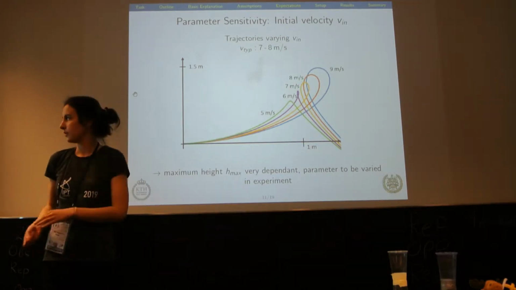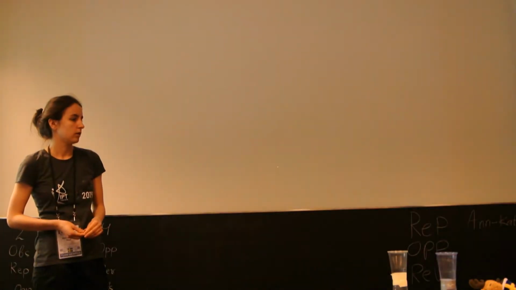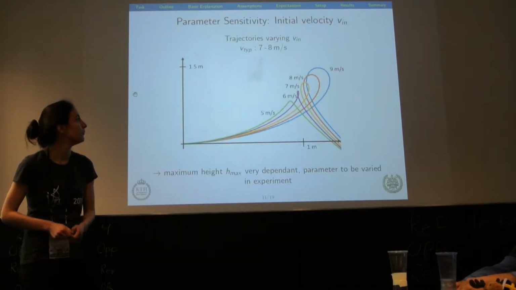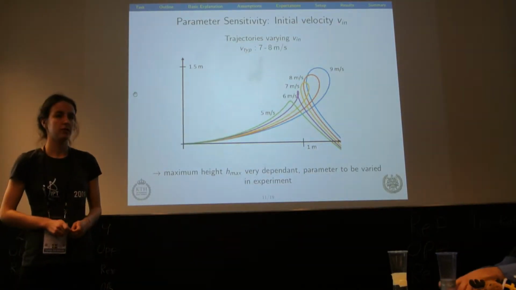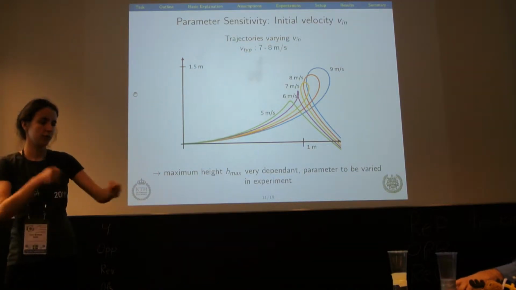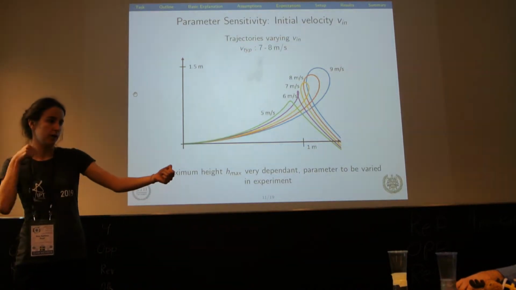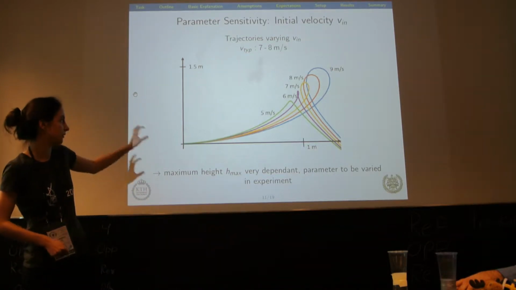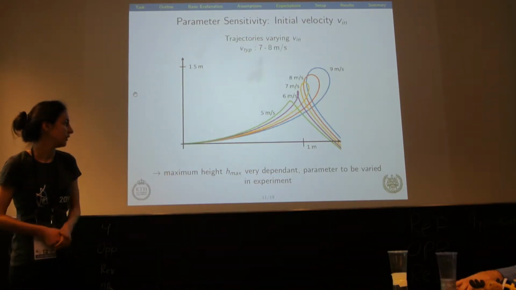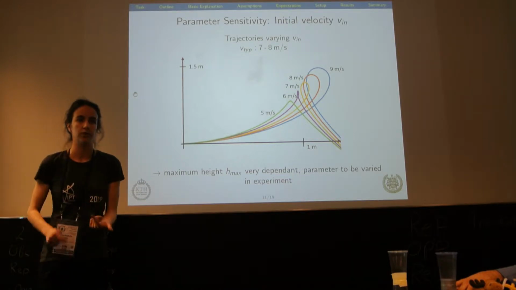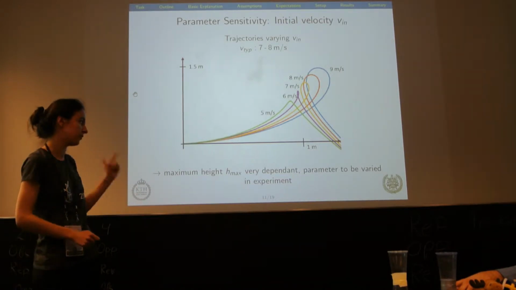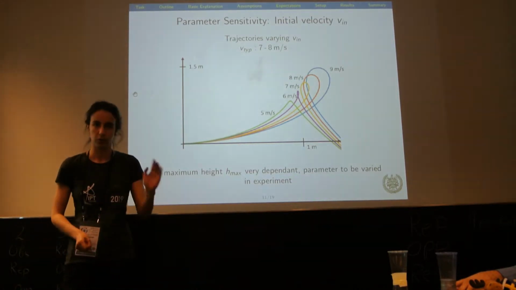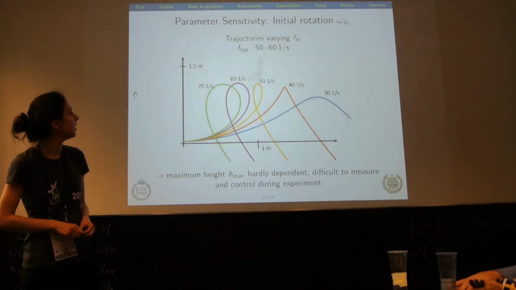It looks a little bit different for the initial velocity. The typically measured initial velocity of such a flyer, if we let it fly, is around 7 to 8 meters per second. If you simulate the trajectory around that value, we see that the trajectory, as well as the maximum height and stability, is very dependent on that parameter. So we will come to that later.